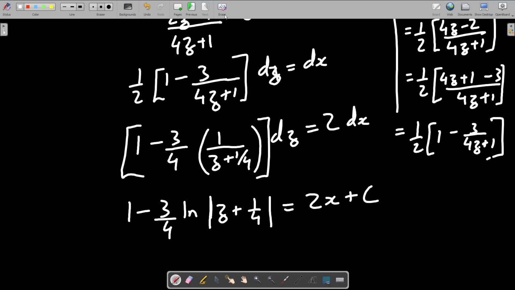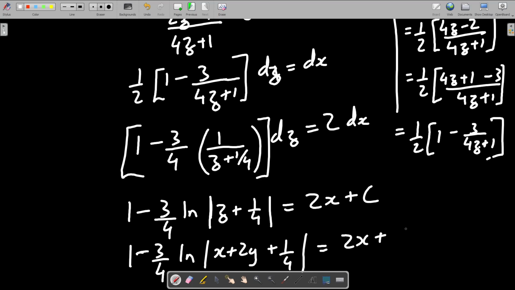So this should be my final answer, just resubstitute for z. What was the z? x plus 2y, no? Okay, so 1 minus 3 by 4 ln of x plus 2y plus 1 by 4 equal to 2x plus c.